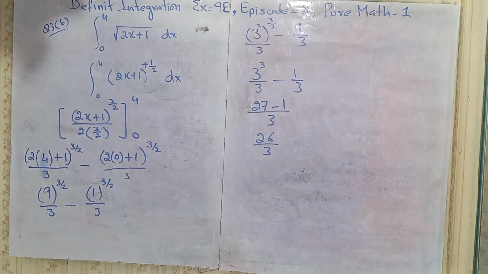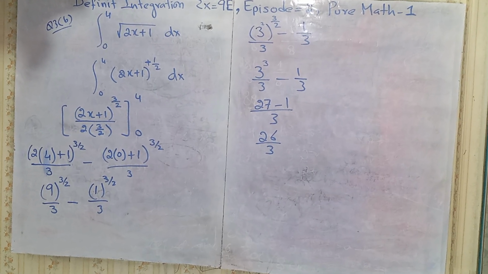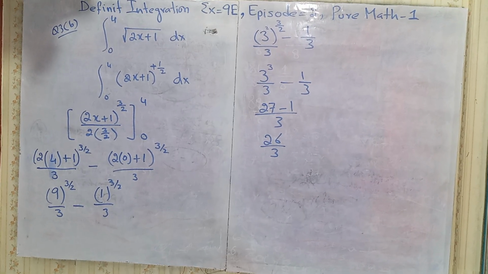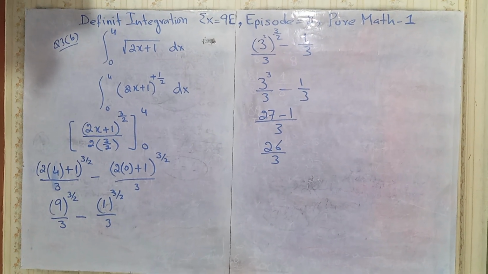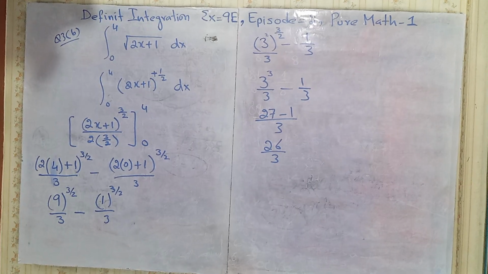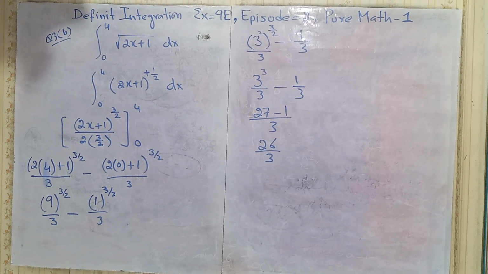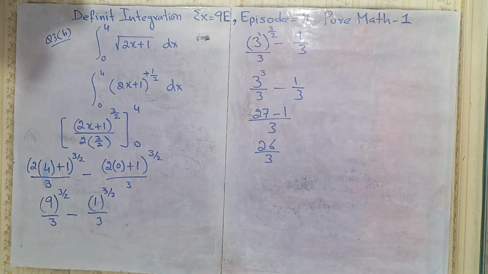The 2 and 2 will be cancelled, so you are left with 3 raised to power 3, which is 27. And 27 minus 1 is 26. So 26 by 3 is the answer. My dear students, this is how you do question number 3, part B. I hope you understand this.